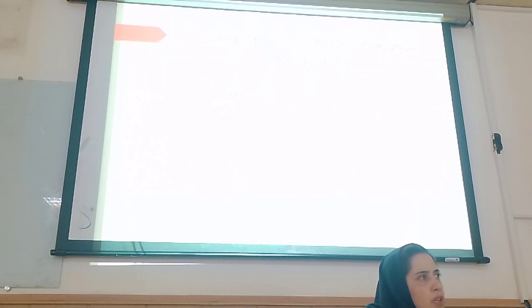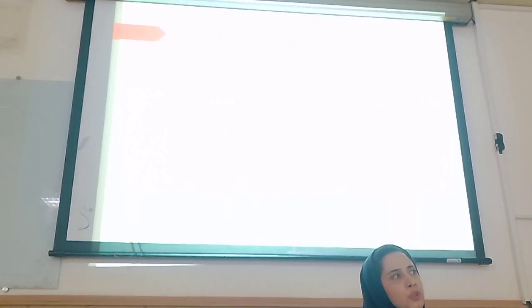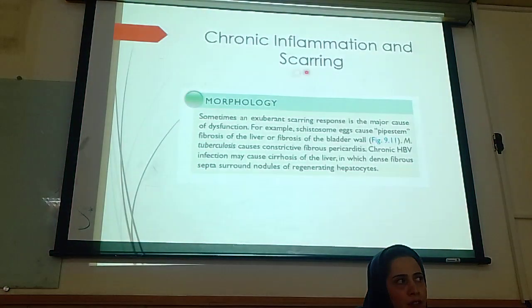Sometimes you have cytopathic effect in, for example, viral infections. We talked about it and we saw the picture of it. And sometimes some invasive microorganisms cause tissue necrosis, for example, Clostridia, or as I said, Entamoeba histolytica causes ulcers in the gut, and sometimes in the liver it causes abscess formation. And sometimes, due to chronic inflammation, we have scarring.